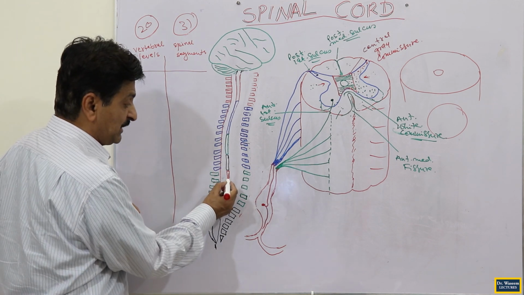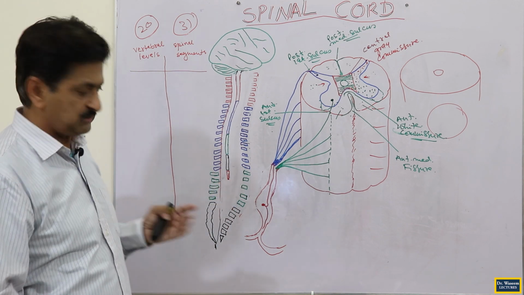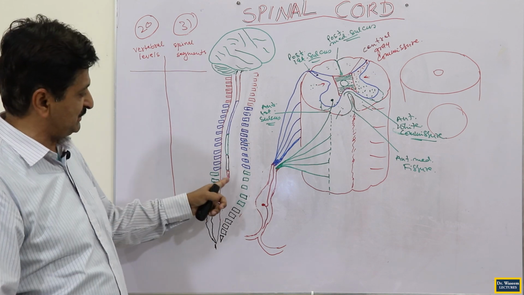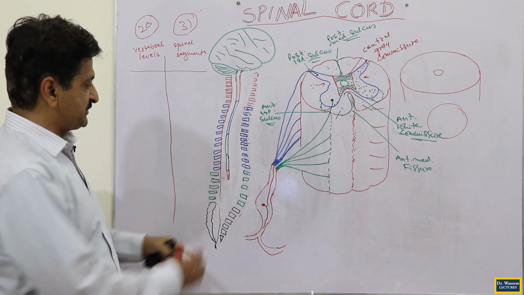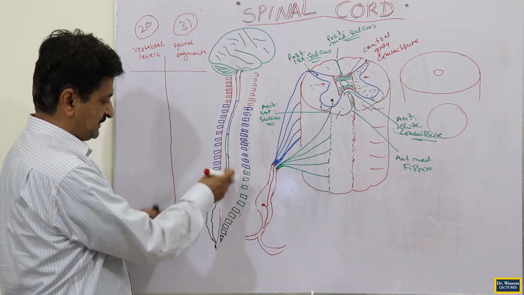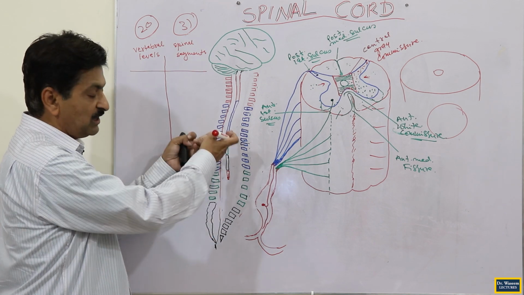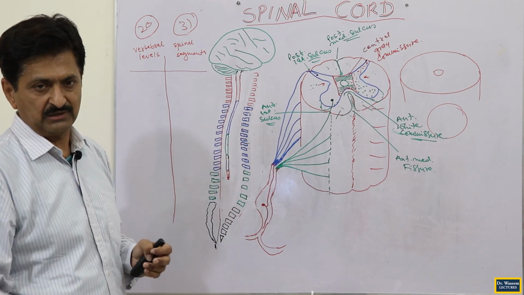The last segment is the coccygeal, but the coccyx is so low down here. This is the coccyx, and the coccygeal segment is up here. A little above, we have the sacrum 5, but the sacral 5 vertebra, the sacral 5 foramen, is here. It means they do not numerically correspond with each other.